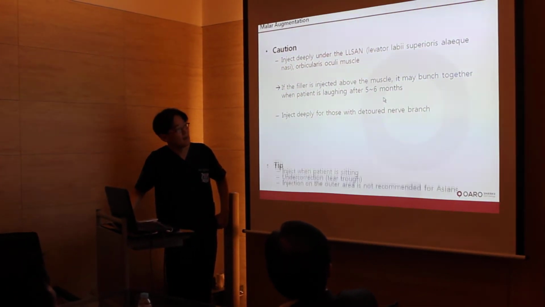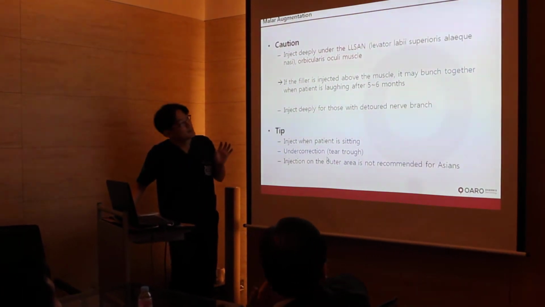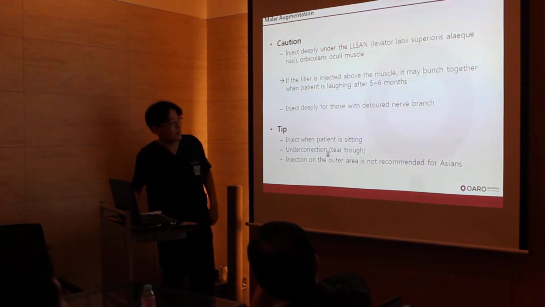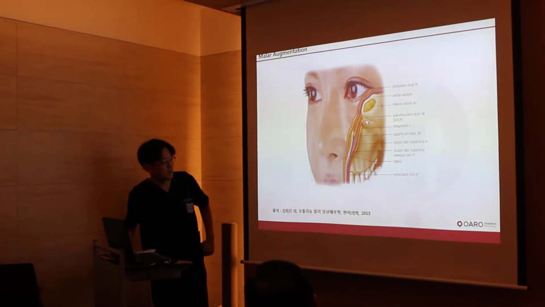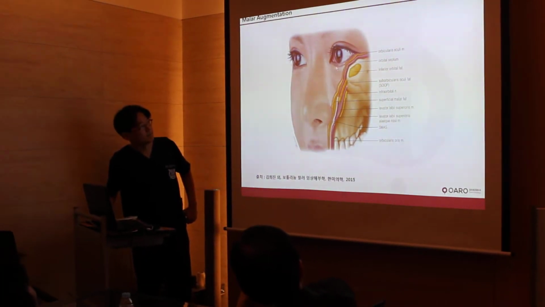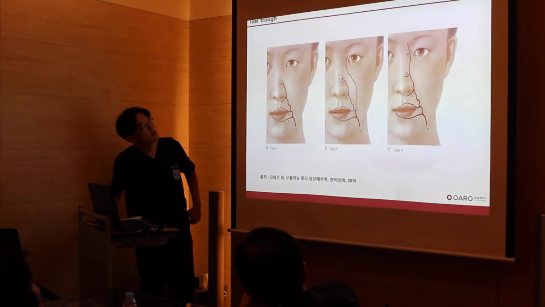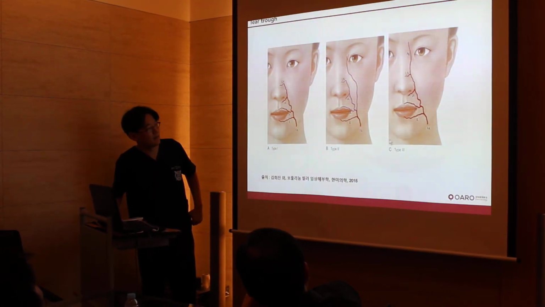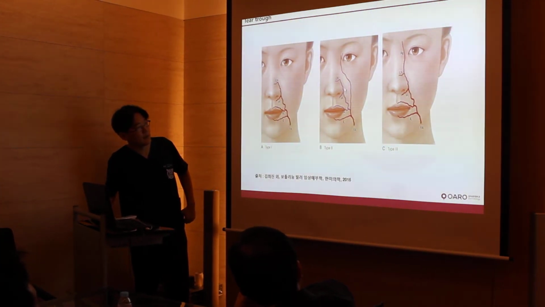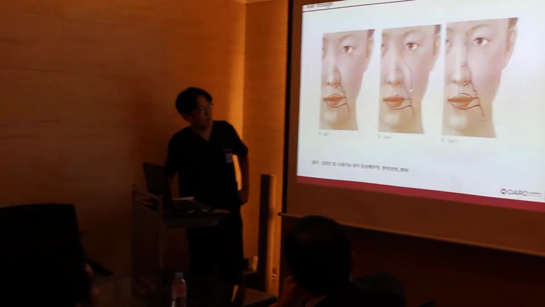But if you inject too much, it may cause some bump. So you should be careful not to inject too much. Under correction is recommended, and simultaneously cover some crease here, deep and superficially. And sometimes the detour branch of the facial artery courses along this area, so you should be a little bit careful with gentle movement of the cannula.